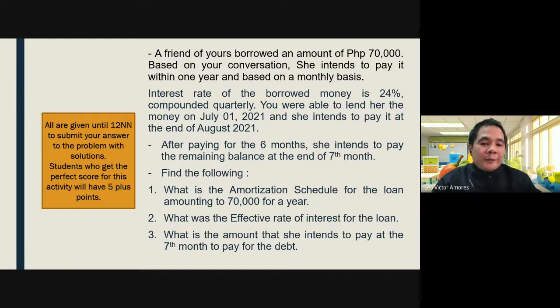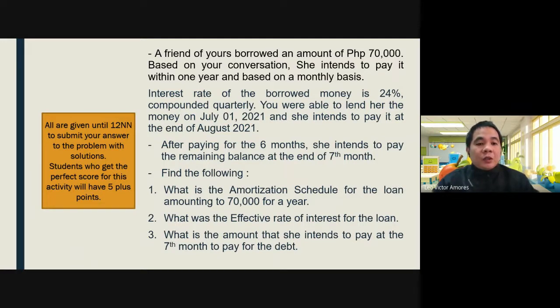Find the following. Number 1, what is the amortization schedule for the loan amounting to 70,000 in 1 year na principal amount? Number 2, what was the effective rate of interest for the loan? And number 3, what is the amount that she would pay at the end of the 7th month to pay off the debt?